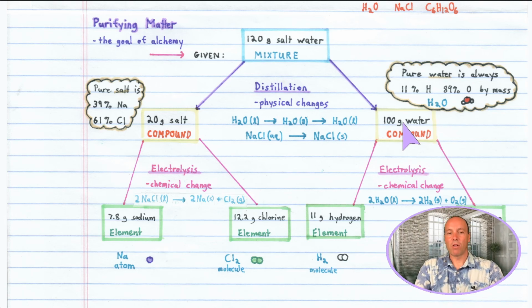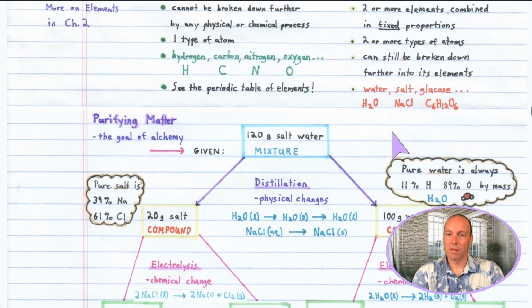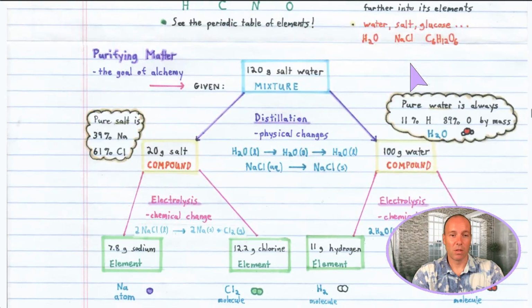So the alchemist didn't know that until after the experiment. So 20 grams of salt and 100 grams of water. Now these two substances are examples of compounds. Compounds are when you have two or more elements combined in fixed proportions.